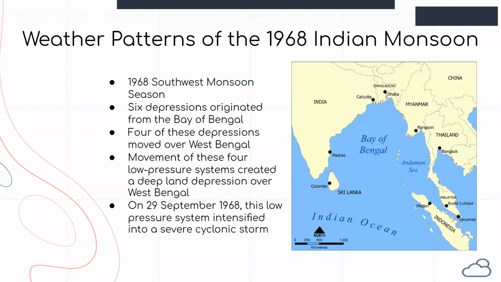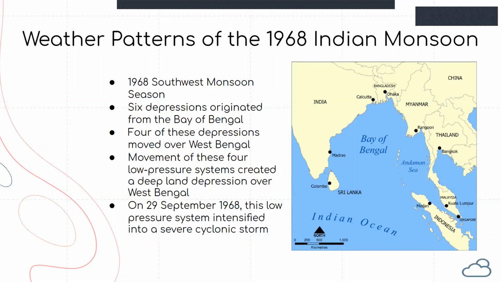Up first, we're going to be talking about some of the weather patterns that ultimately caused this flooding. During the 1968 Southwest monsoon season, there were 6 depressions that originated from the Bay of Bengal. 4 of these depressions moved westward and the other 2 eastward, leaving a deep land depression over the Bay of Bengal. This depression caused the formation of a cyclonic storm, which ultimately caused the mass flooding of 1968.